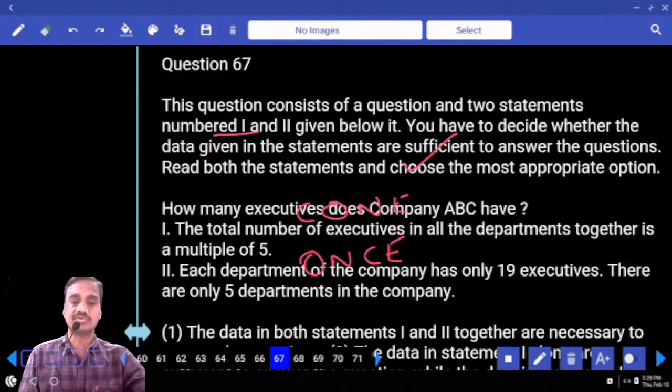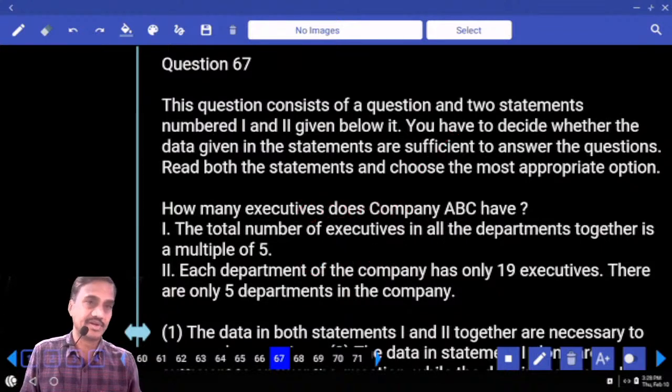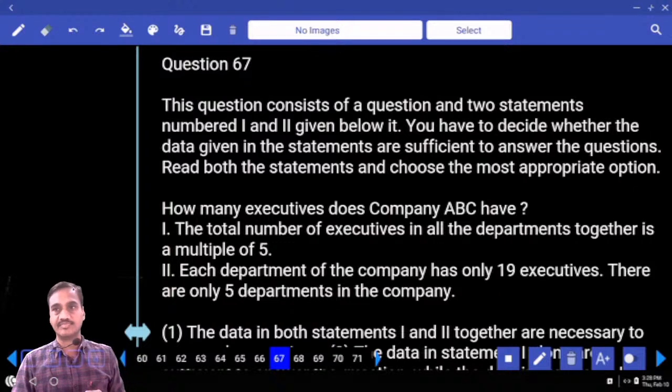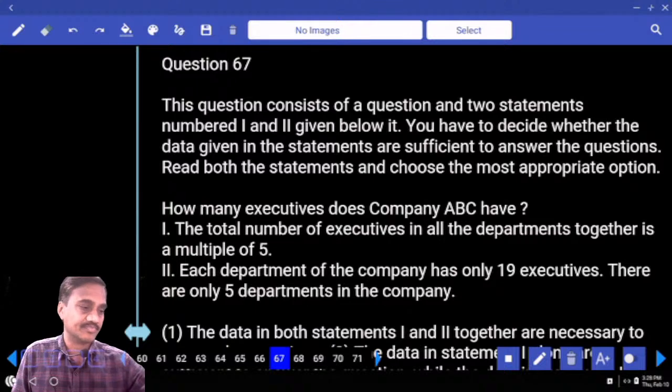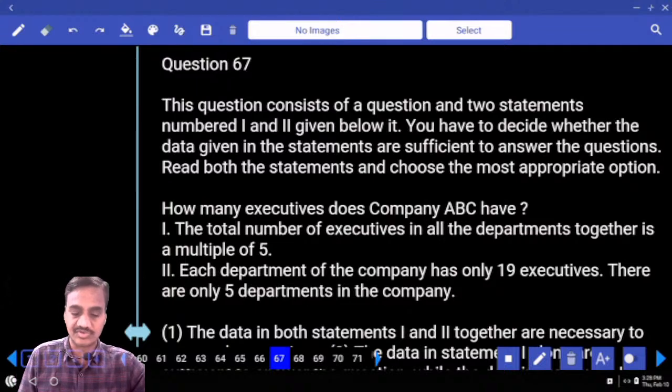Then 67 onwards, it is based on data sufficiency. Now tell me, should data sufficiency be done as the first priority or the second priority? Second priority. Hence, let us work out these questions afterwards.